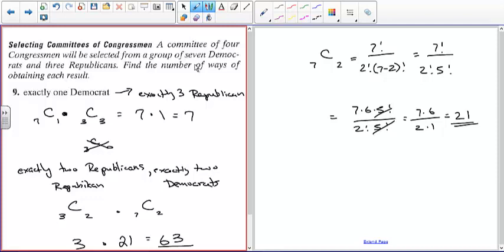So it's a little more complicated, and we'll look at it some other time. For right now, that's all.